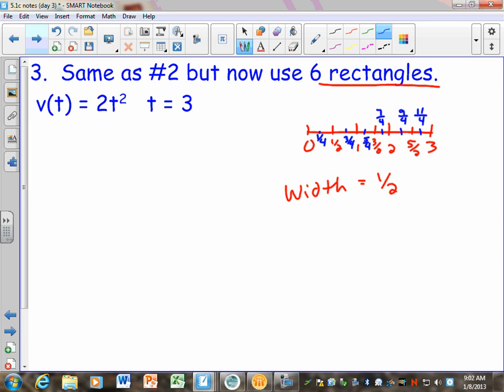First of all, I want you to get that we're finding the exact same area that we found on number 2. The only difference is we're making more rectangles. What should happen is the more rectangles you make, the closer you get to the actual area.